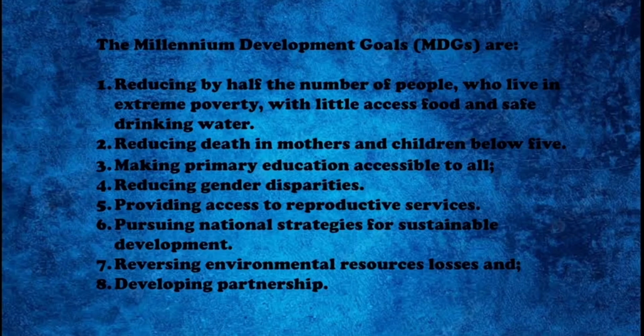And the next, the Millennium Development Goals, MDGs, are: first, reducing by half the number of people who live in extreme poverty with little access to food and safe drinking water. Second, reducing death in mothers and children below 5. Third, making primary education accessible to all, reducing gender disparities, providing access to reproductive service.